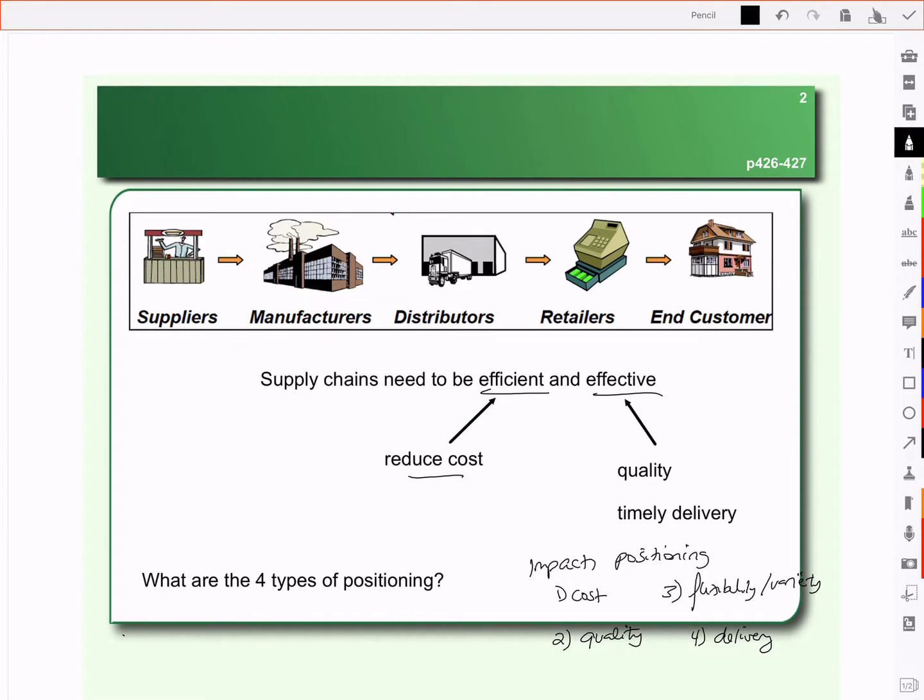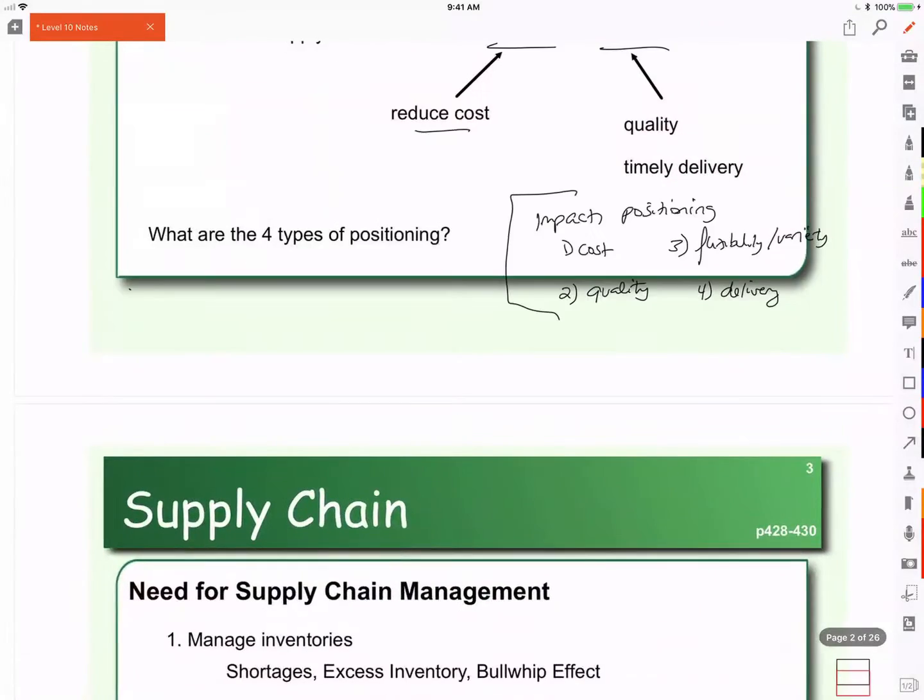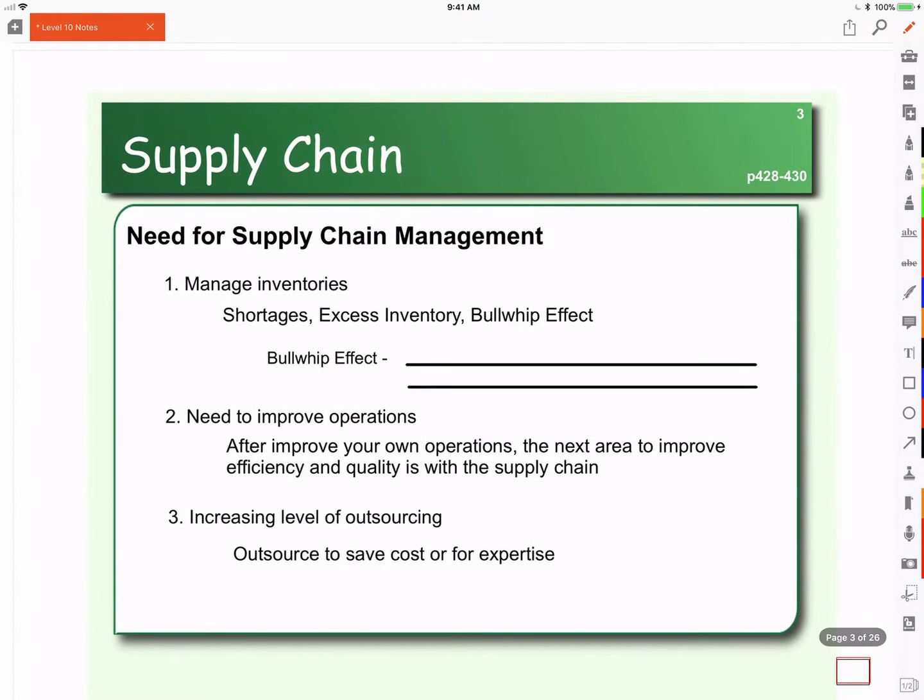So as we look at our supply chain and our attempts to be efficient and effective, we recognize it's going to impact our positioning. If your supply chain isn't able to reduce costs, you can't position your company as a low-cost company. If the factory that is providing the product that you're retailing can't create quality, then you can't position your company as quality. So how you manage your supply chain and who's part of your supply chain is going to impact how you position your company.